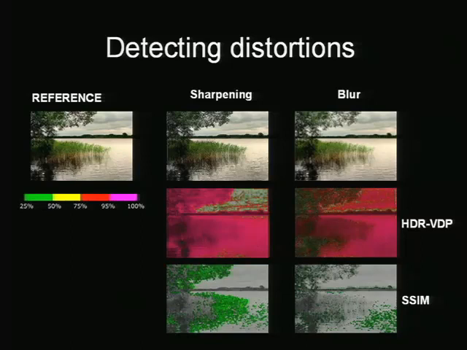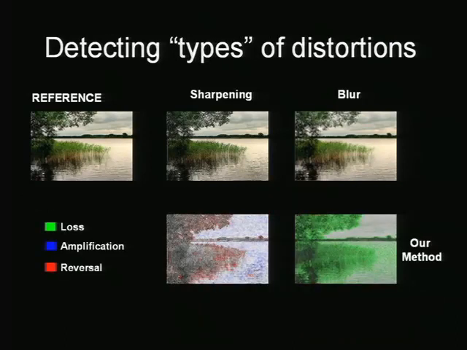So in this example, the responses of HDR-VDP and SSIM are very different in magnitude, but each metric's response to blur and sharpening are very similar, to an extent that we cannot differentiate between those two types of operations. On the other hand, our metric detects the contrast amplification and reversal due to sharpening and the contrast loss due to blurring. So our metric gives some insight about the image processing algorithm that is used to generate the test image. In the final part of my talk, I'm going to talk about some applications of our metric.